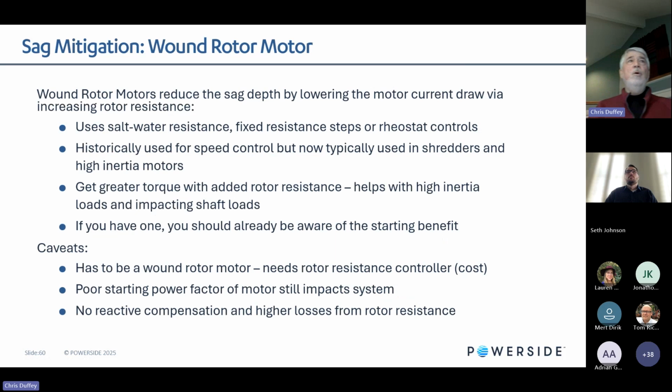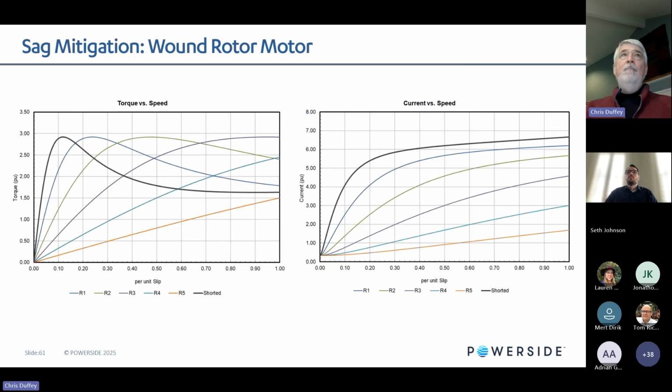Now, wound rotor motors. Let's not spend a lot of time on these. These are applications where you basically already have to have the wound rotor motor. This is not something you're probably going to use to fix a problem, but you're going to be aware of this. And I list that here, that if you have one of these, you should already be aware of the starting benefits, okay? And we can see that here on these curves.